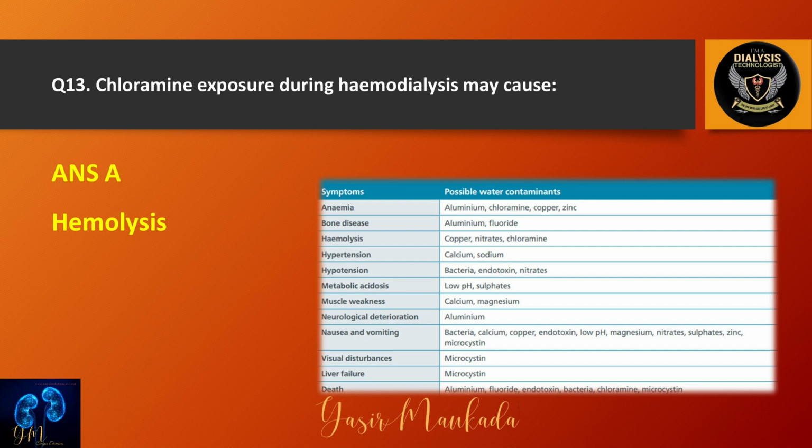These all will cause nausea and vomiting. Microcystines also cause visual disturbance and liver failure. Aluminium, fluoride, endotoxins, bacteria, chloramine, and microcystine will also cause death. So the correct answer is option A, chloramine exposure will cause hemolysis.